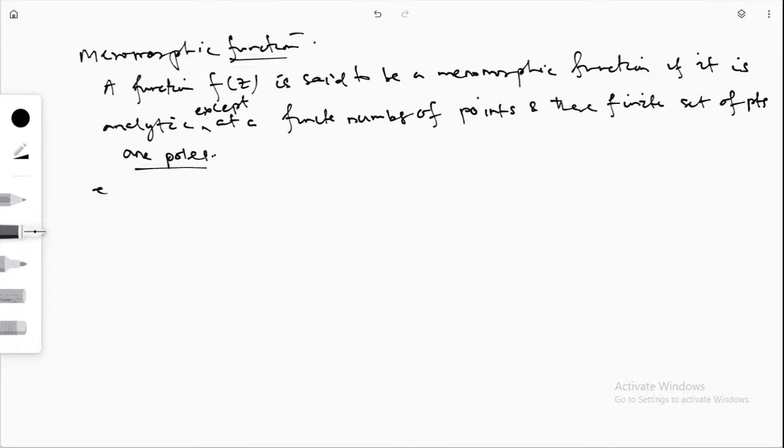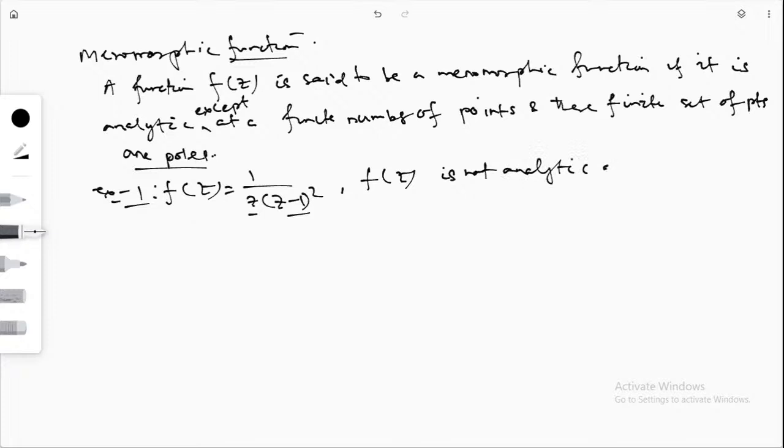Now the first example: suppose f(z) is equal to 1 by z times (z minus 1) whole squared. Here z equal to 0 and z equal to 1, the function is not defined. So I can say here f(z) is not analytic at z equal to 0 and z equal to 1.